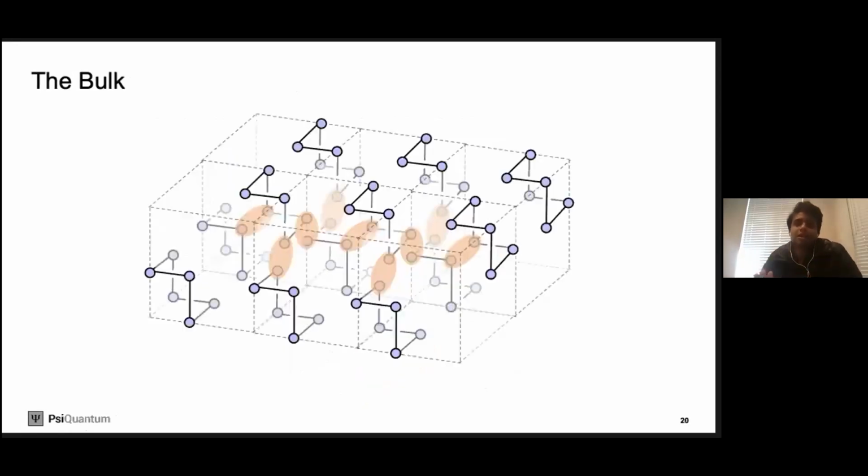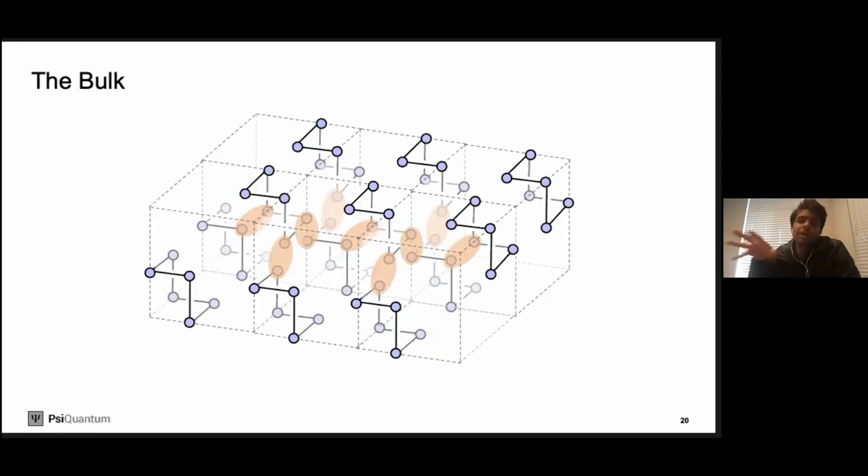So far, what I described to you was the fusion network in the bulk, which defines the fabric of the fusion network. This is the most important part of the fusion network because it determines what the fault tolerance threshold is. And by making the bulk larger and larger, I can get better fault tolerance properties. And I can suppress my errors further and further by making the bulk larger if I'm below threshold.